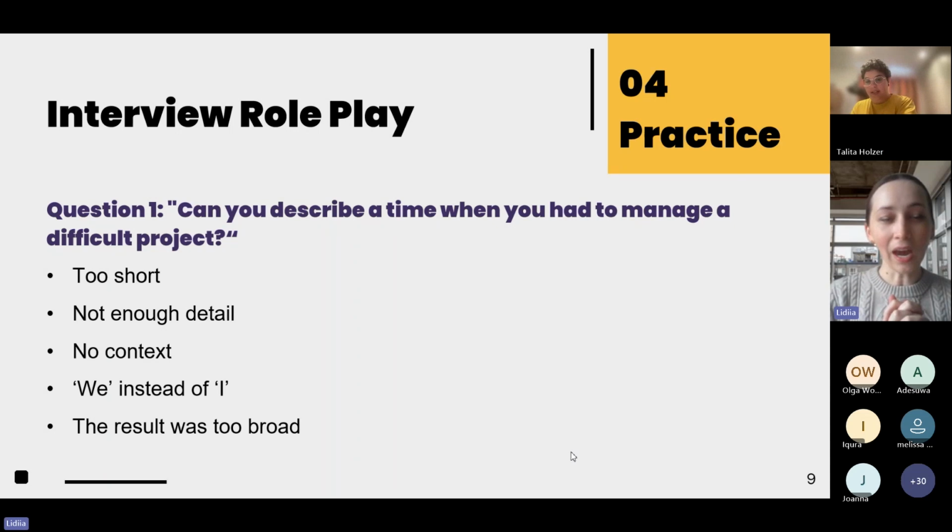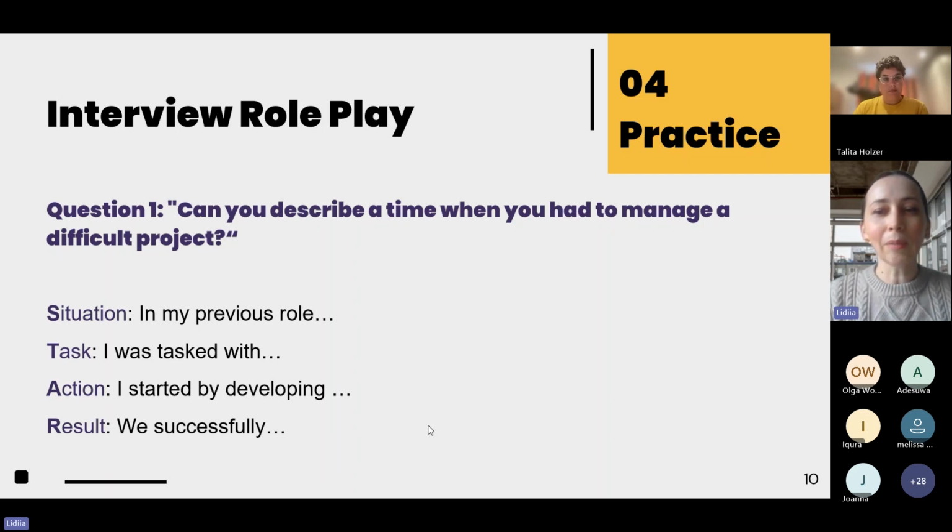So I would say that question was too short. It's not enough details. We've got another one. Oh, give the framework of what methods you use. Yes, exactly. Thank you. So as I've said, let's conclude that it was too short. It wasn't enough details. There was no context. Talita said we instead of I, and the result was very broad. So let's see.